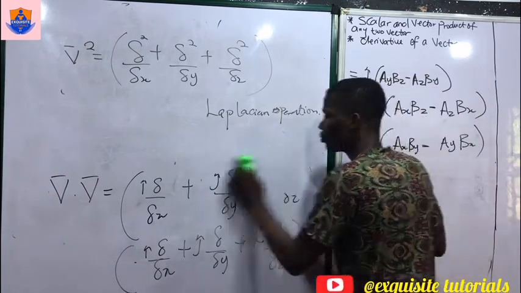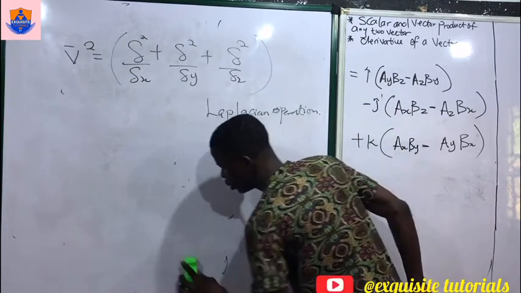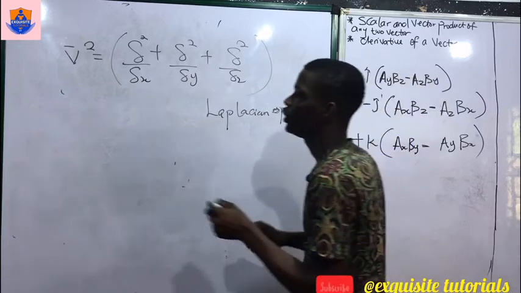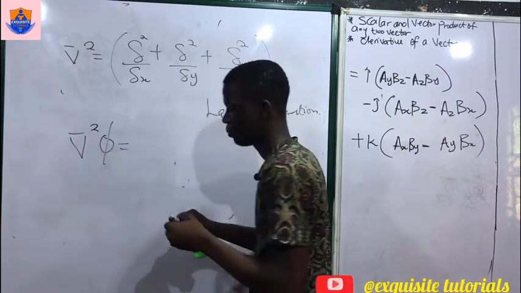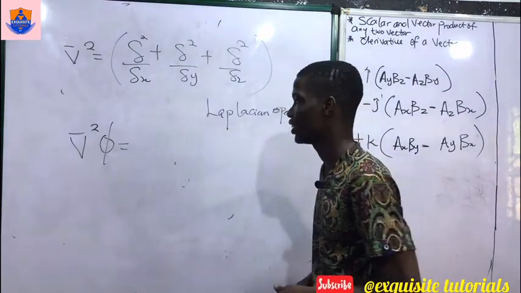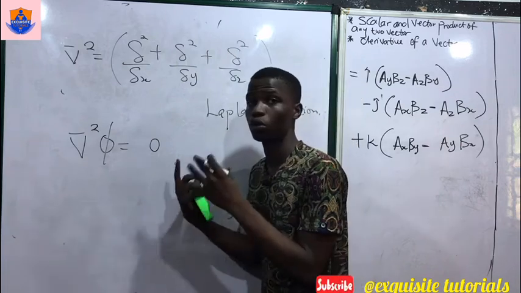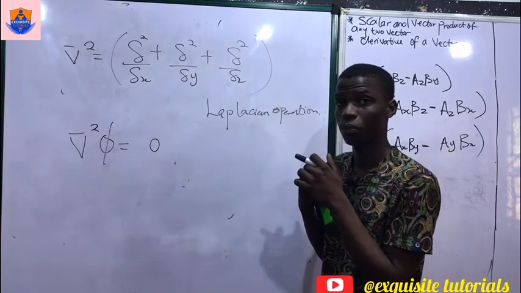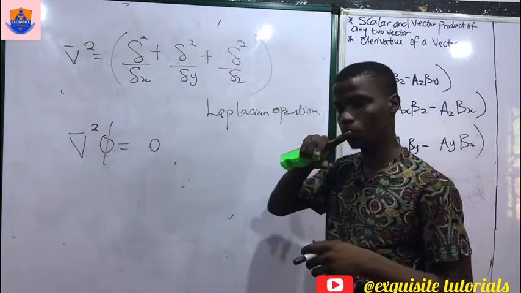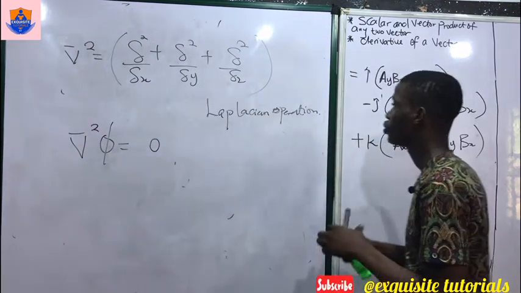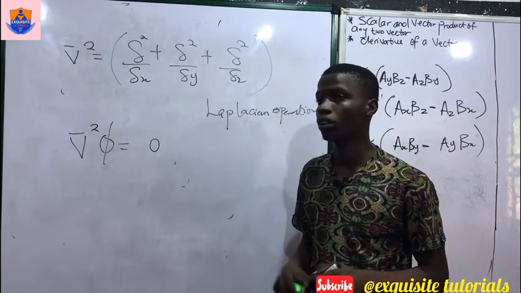Then when this operation is multiplied by the scalar potential function, like I said, it gives you 0. The type of equation that is formed at that point of time is called a Laplacian equation. I don't need to write that. So the kind of equation that is formed at that point is called a Laplacian equation.